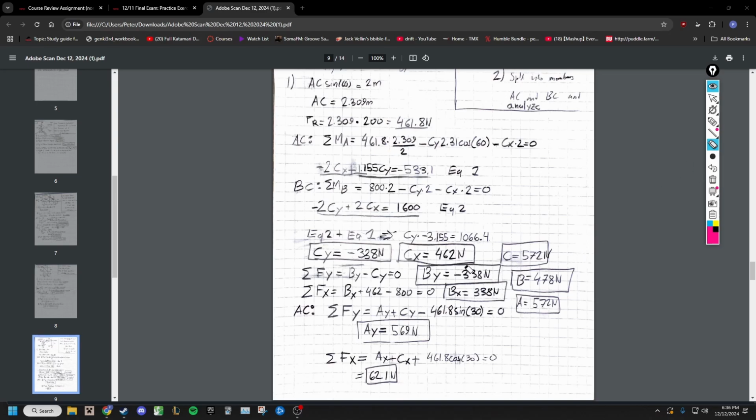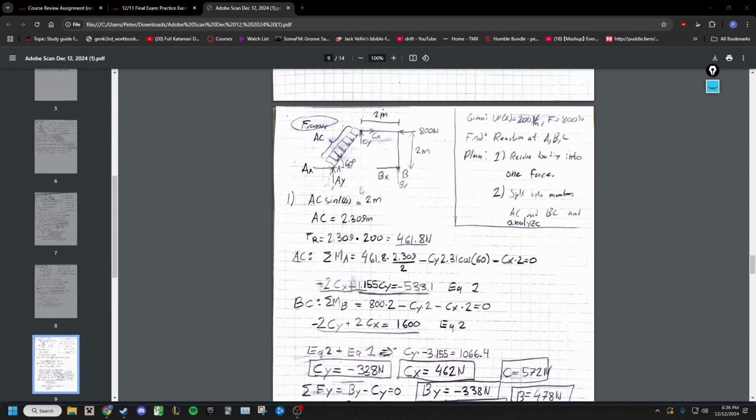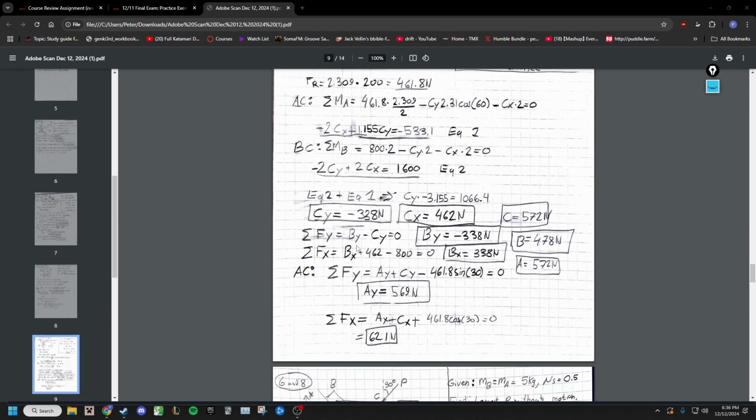Now that we have C, and we have things in terms of C from earlier, we just plug C back into these equations of equilibrium for AC and BC. We find that B of Y equals negative 338 newtons, B of X equals 338 newtons, and then we find that this equals 470. We find that the total is equal to 478 newtons.